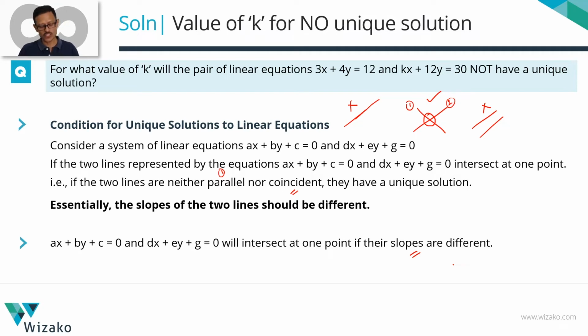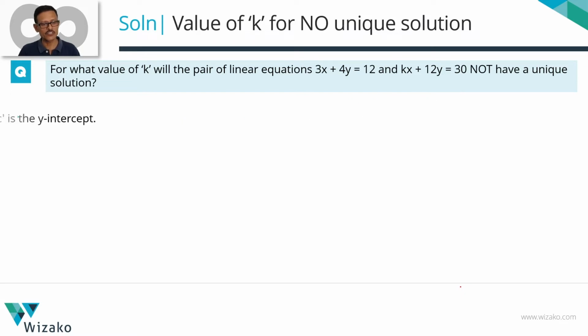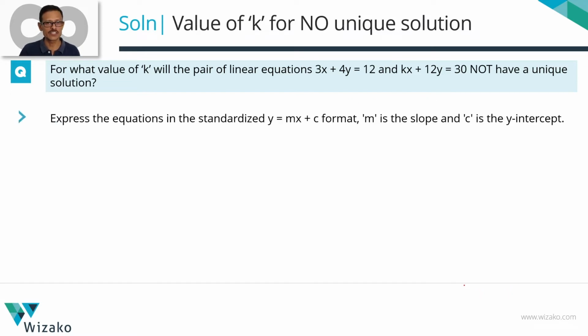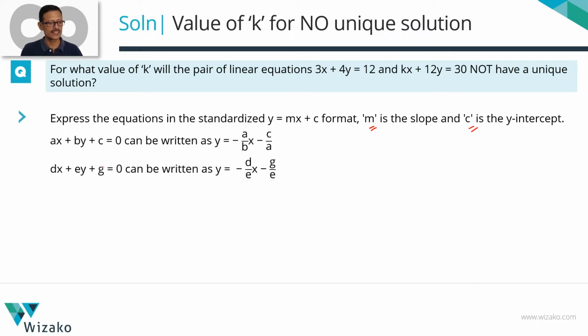Let's find out the standardized form of writing these two equations. The standardized form of writing a linear equation, or the equation of a straight line, is y equals mx plus c, where m is the slope and c is the y-intercept of this line. Let's rewrite ax plus by plus c equals 0 and dx plus ey plus g equals 0 in the standardized form. So we get y equals minus a by b x minus c by b. The second one, y equals minus d by e x minus g by e. In the y equals mx plus c format, the slope of the first line is minus a by b, and the slope of the second line is minus d by e.